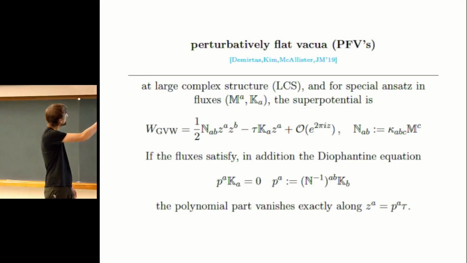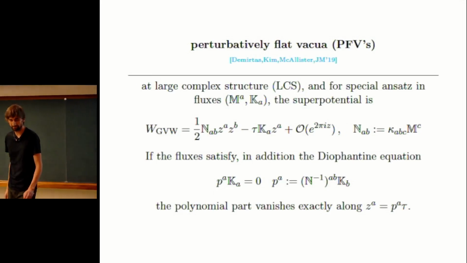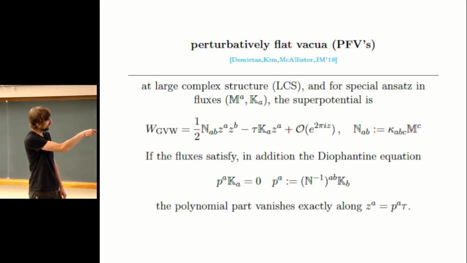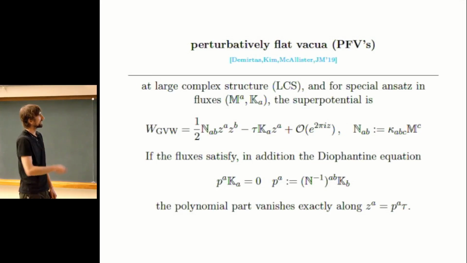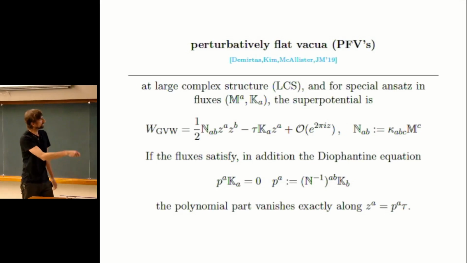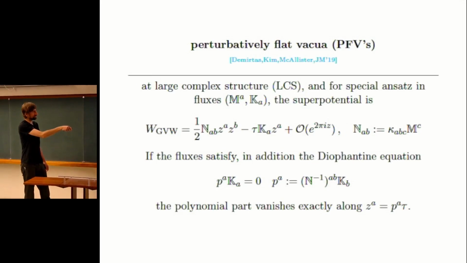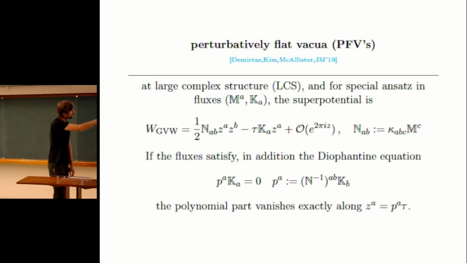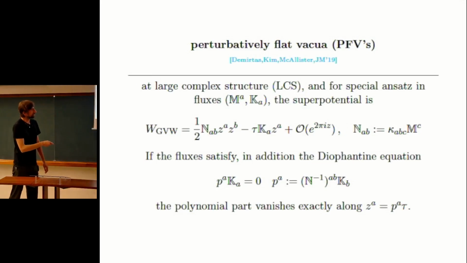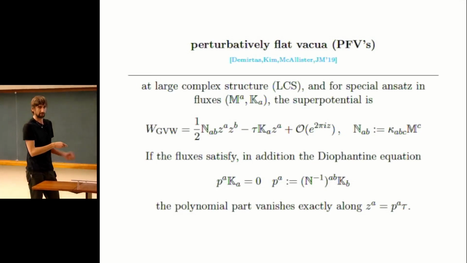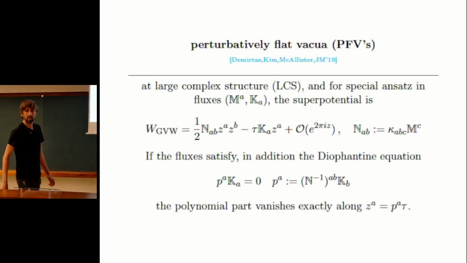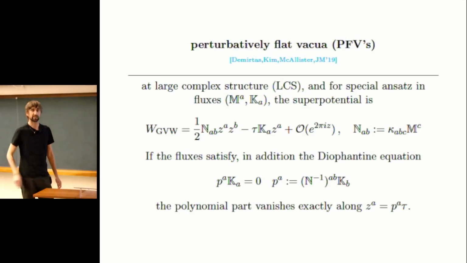It's a quadratic homogeneous piece and instanton corrections to it. So exponentially small at large complex structure. Now, if these fluxes that determine the perturbative piece here satisfy in addition a Diophantine equation, which can be written as this equation here in terms of a rational vector P that's defined by the fluxes in this way, then the polynomial part will vanish identically along a one-dimensional sublocus in moduli space where the complex structure moduli and the axiodilaton satisfy a relation given in terms of this constant vector P. And also the F-term of this will be identically 0.